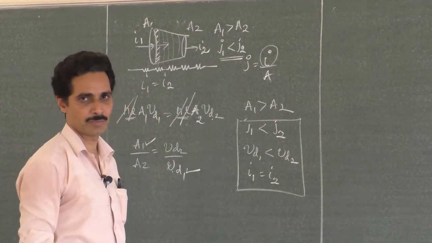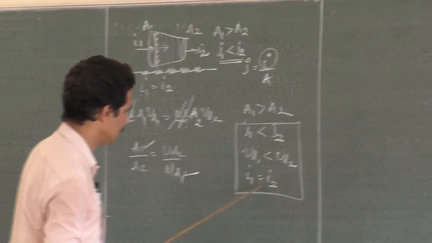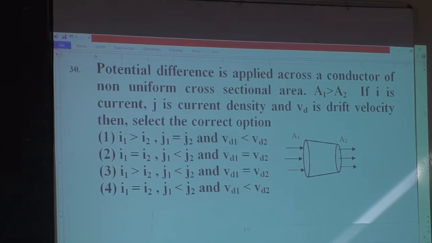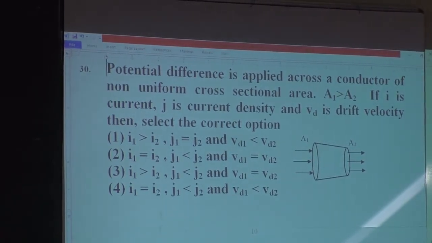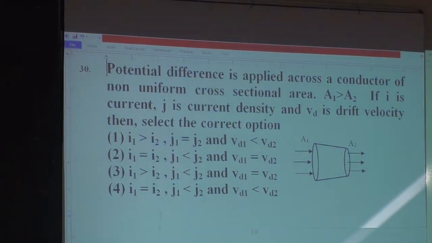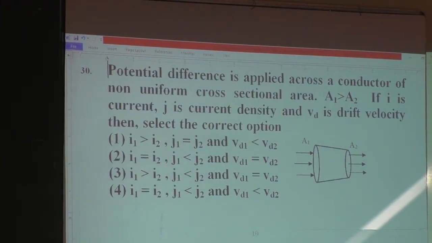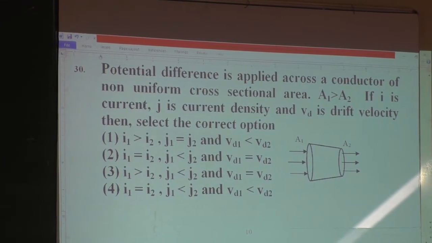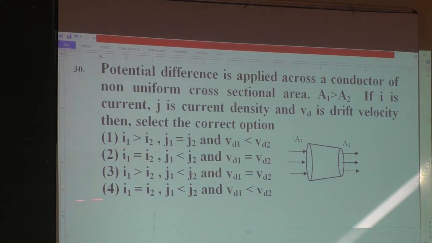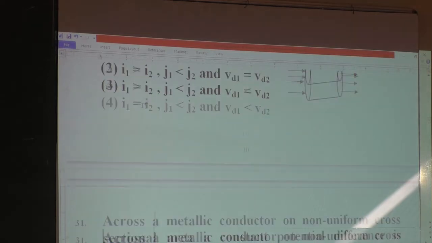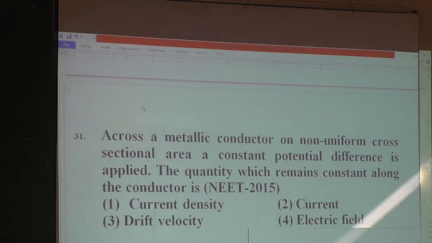We are going back to the problem now. So, which option will give you the answer? Is it the fourth option, right? Current same, and opposite to the way of area you should have current density and drift velocity. Is it the one? Fourth option, correct? Option number 4. Okay, shall we move on? So, very good problem. The only thing is you have to just think of what formulas you have.